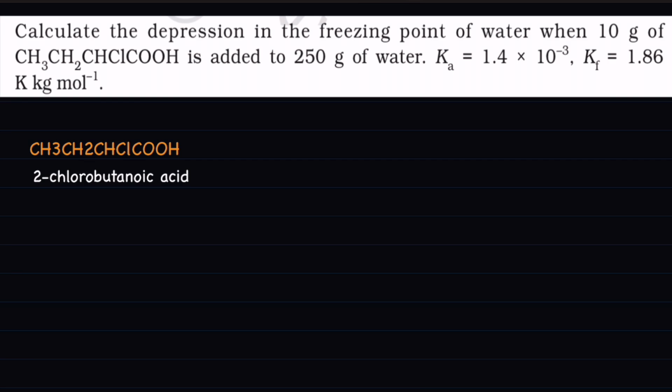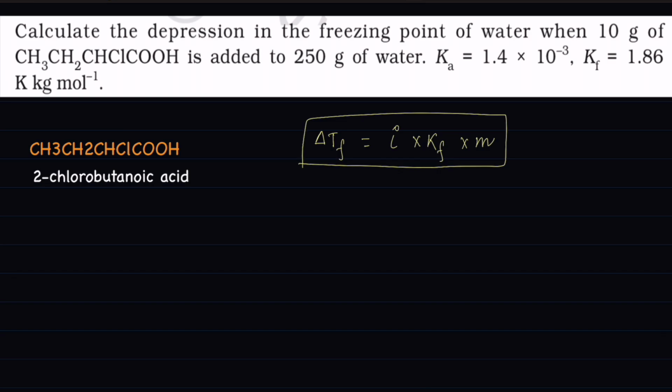So here in this question, we have to find delta TF. It's equal to i into Kf into m. So here i is not known, this we don't know. Kf is known, this we know, and molality is not known. So here this i and molality first we try to find and then substitute in this relation. So let's first solve the molality.